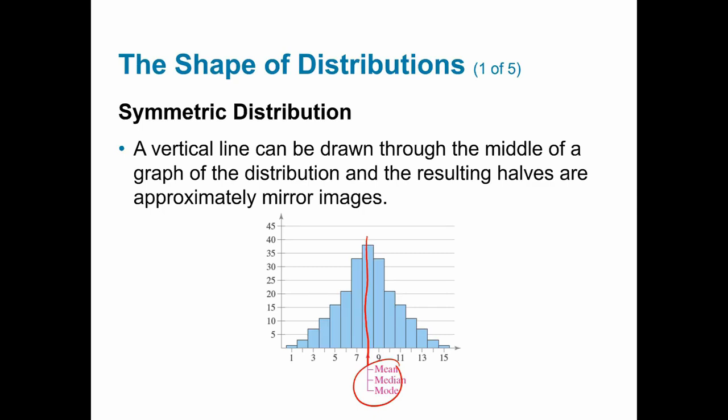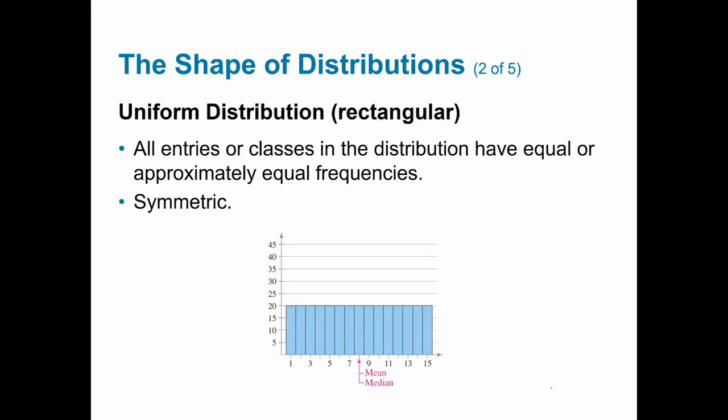So for a symmetric distribution, think of it as your classic shape like a bell. So most everything's in the middle, and you have a nice, pretty picture from both sides. It's the exact same, or close to the same. They're going to be roughly mirror images. A uniform distribution is a special symmetric distribution where all of the classes have equal frequencies. So everything is equal, everything is uniform. It's also known as the rectangular distribution. We're not going to talk a whole lot about uniform distributions because in the real world, most things aren't perfectly even.